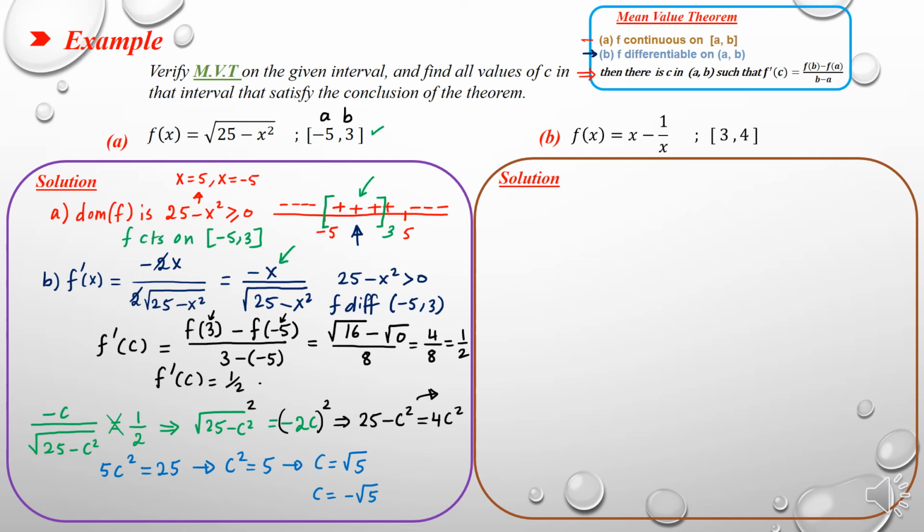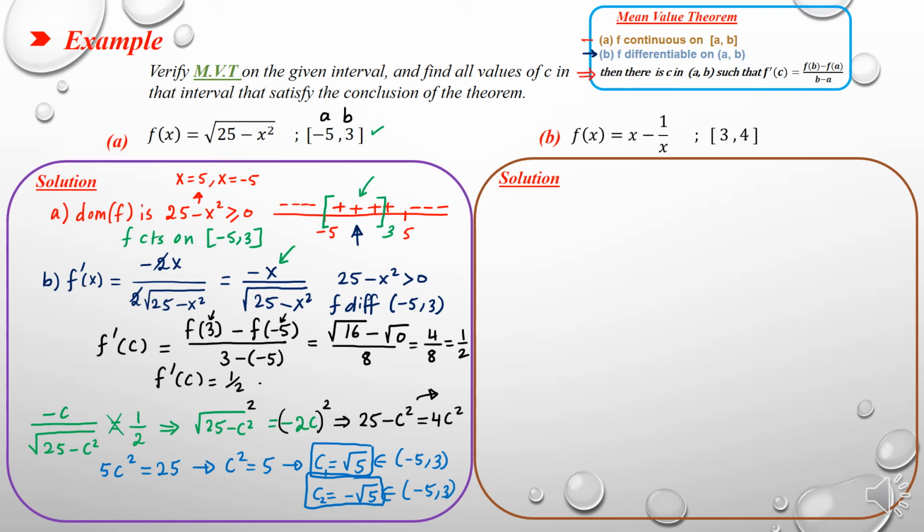And radical 5 approximately equals 2.24. And 2.24 belongs to the open interval from -5 to 3. And minus square root of 5 is minus 2.24, which also belongs to our interval from -5 to 3. So we have two C's in this example. This is the first C that satisfies the mean value theorem, and this is the second one that also satisfies the mean value theorem.